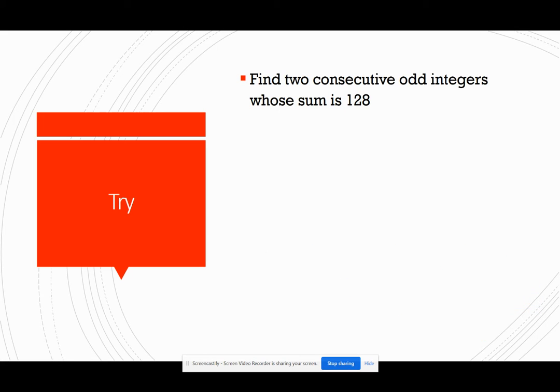Let's take a look at some consecutive odd integers. If you look back at your notes, consecutive odds are 2n plus 1, 2n plus 3. That's 2 of them, because we're only looking for 2, so that's all I'm going to care about. Now it says the sum, so we add them together, and we have 128. Combine our like terms.